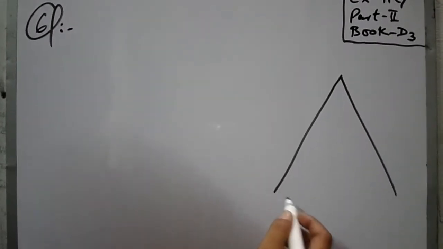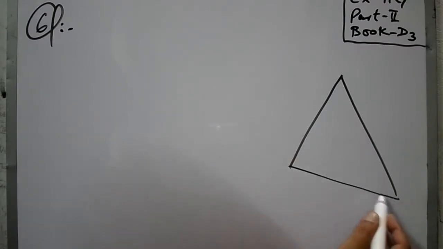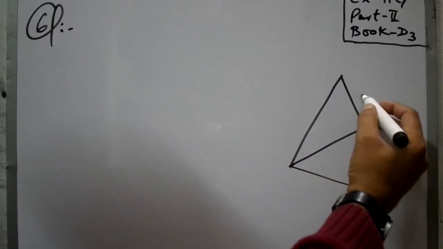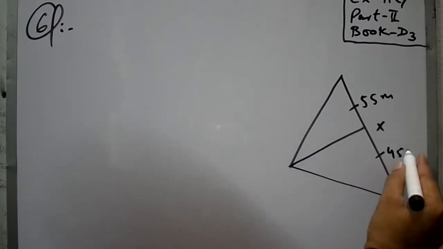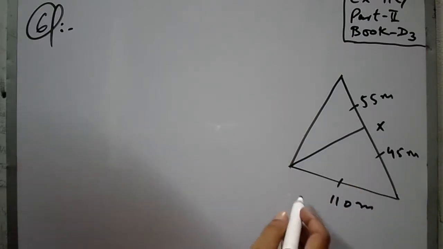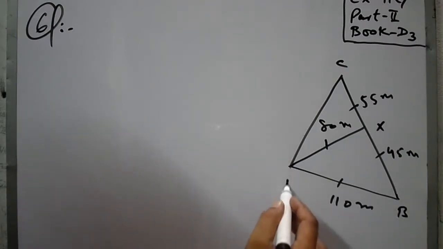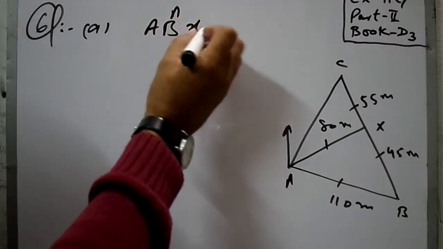So you will see that such type of diagram you can see here, that is the given diagram. That is your X, that is your 55 meters, and that is your 45 meters, and that is your 110 meters, and that is your 80 meters. C, B, A, and this is your direction. So in part A we have to find ABX.